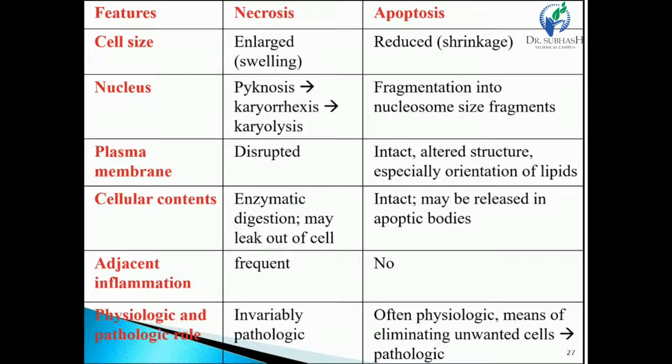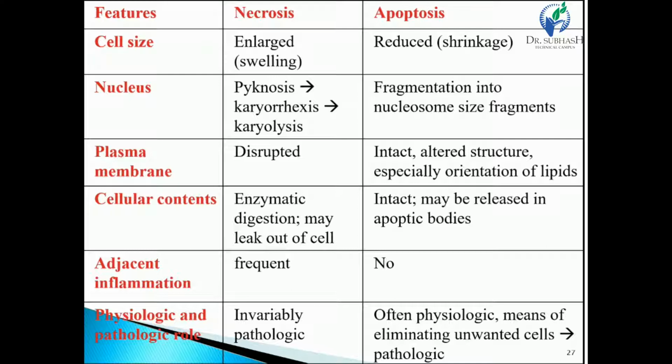Nucleus. In the case of necrosis, it could be pyknosis, next is karyorrhexis and karyolysis. Whereas apoptosis follows fragmentation into nucleosome-size fragments. Here there will be a fragmentation of the nuclear content.